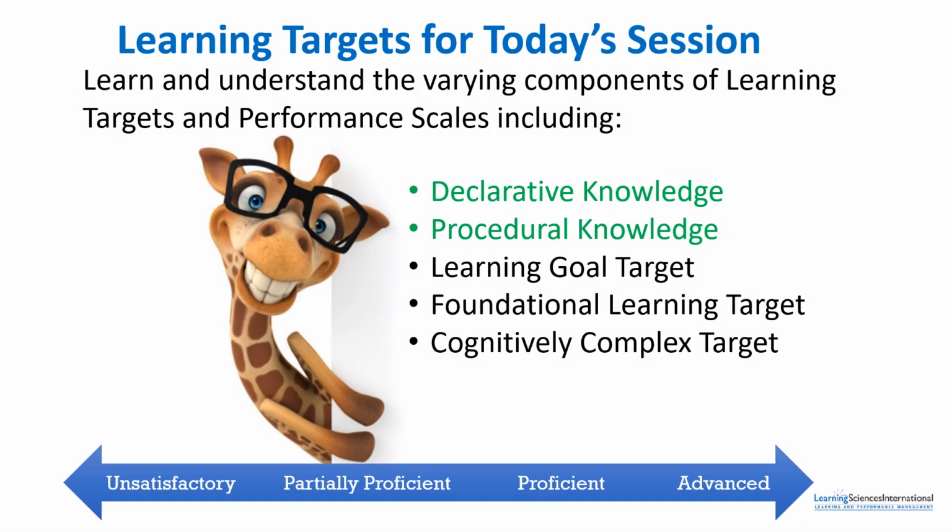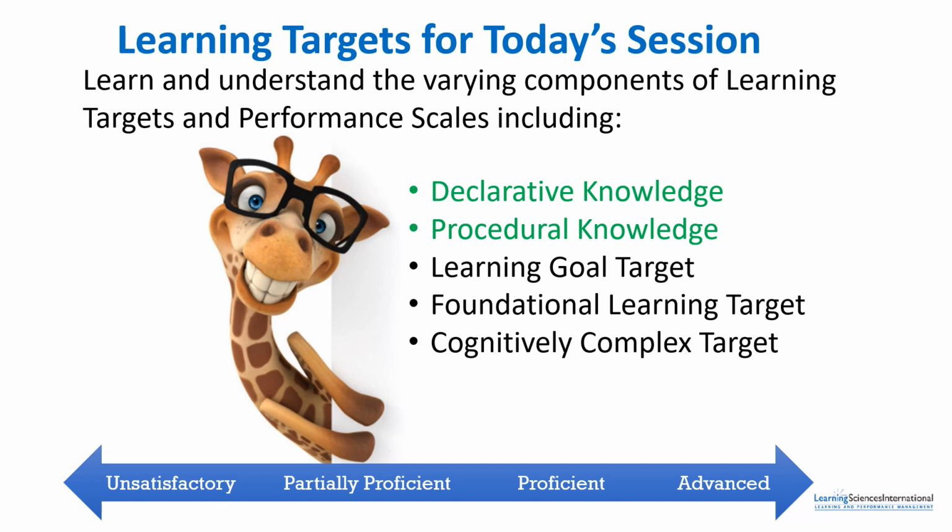So far, we have reviewed declarative knowledge and procedural knowledge. Take a moment to rate yourself. So far, we have reviewed unpacking the standard and identifying both the declarative and procedural knowledge of the standard. At the bottom of this slide, you will see a blue arrow with unsatisfactory, partially proficient, proficient, and advanced. Before we move on, rate on where you believe you are.